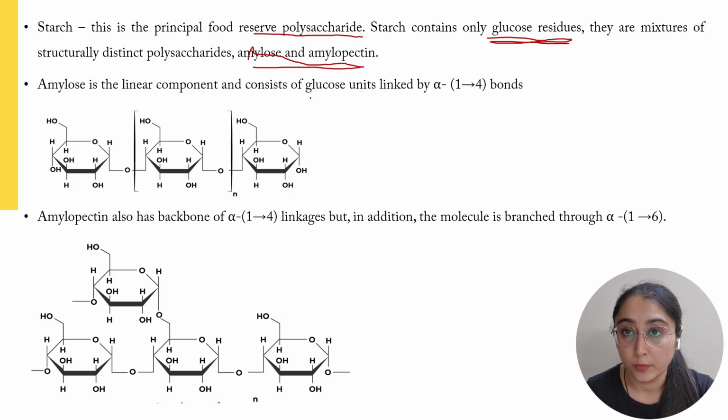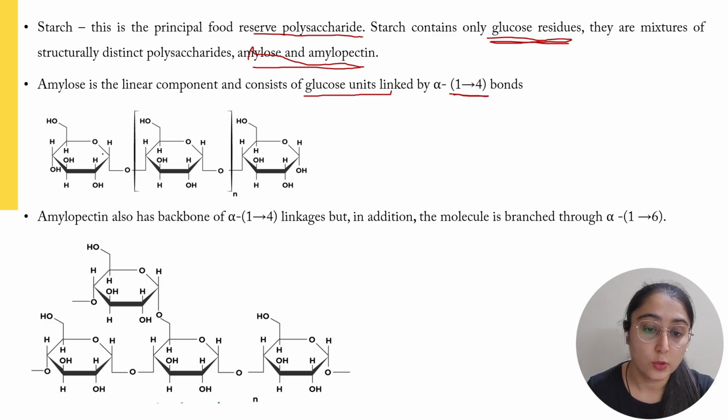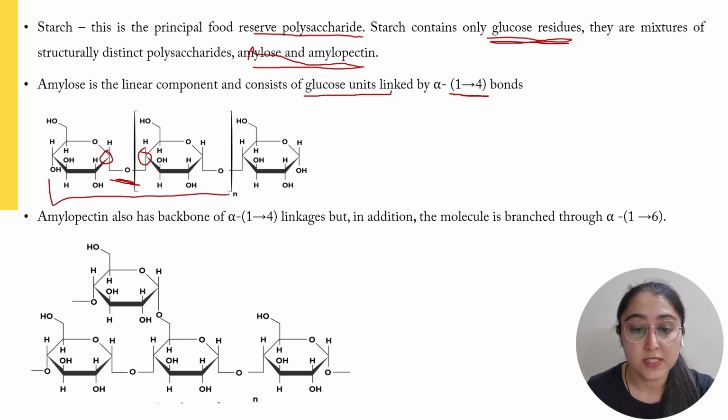Amylose is a linear component of the starch which basically consists of glucose units which are joined by alpha 1,4 bond. As you can see over here, we have fourth carbon and here we have first carbon which is joined to one another. Therefore, this is alpha 1,4 linkage. So, it is basically a linear chain. As we can see over here, there is no branching. So, it is the linear component which contains glucose units which are attached by alpha 1,4 bonds.